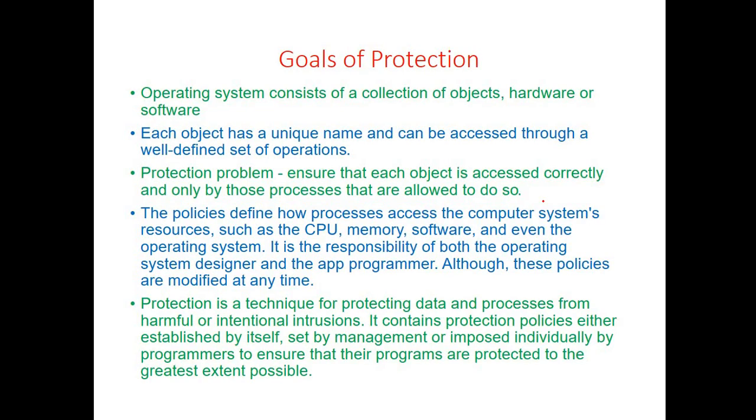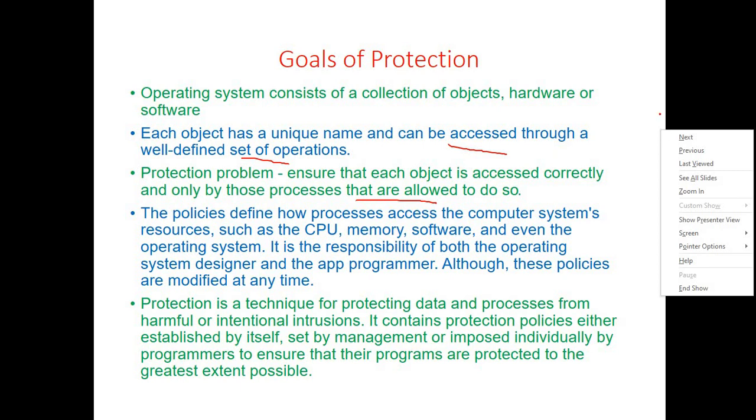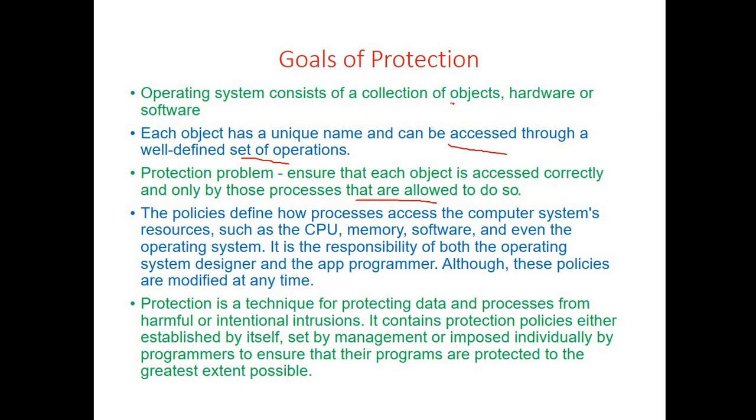Goals of protection. Operating system consists of a collection of objects, hardware and software. Each object will have a unique name and can be accessed through a well-defined set of operations. The protection problem ensures that each object is accessed correctly and only by those processes that are allowed to do so. So that means in operating system we have a collection of objects. Those objects are called hardware, software and processes. Each object will have a unique name and can be accessed through a well-defined set of operations.